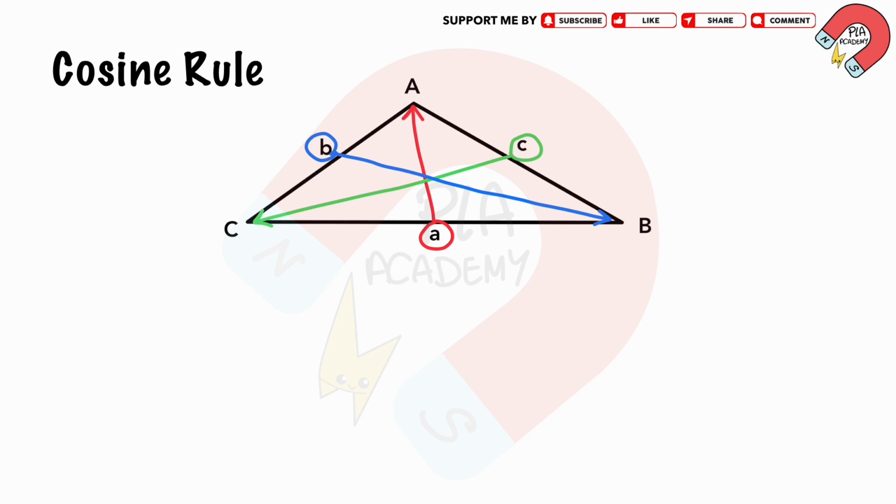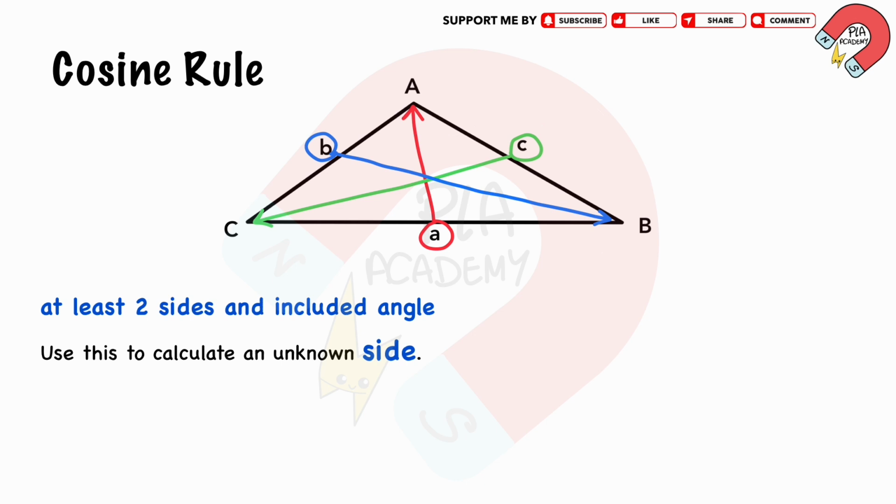To use the cosine rule to find a missing length, you need to know 2 sides and the included angle, the angle between them. We use this formula: A squared equals B squared plus C squared minus 2 times B times C times cos A. Notice that the side you want to find must be opposite the angle you use in the formula.